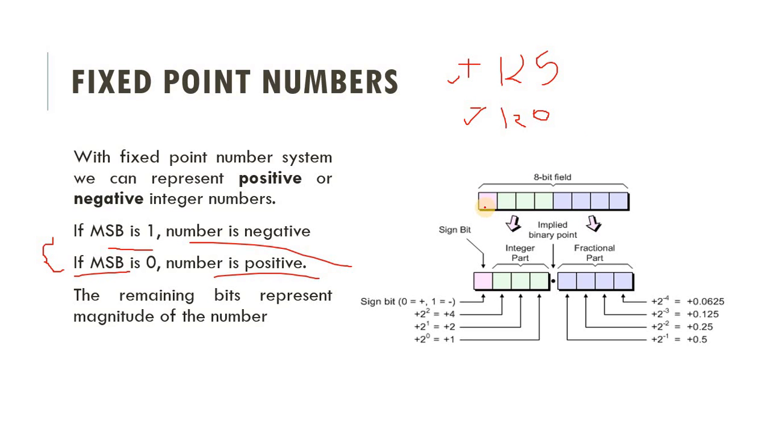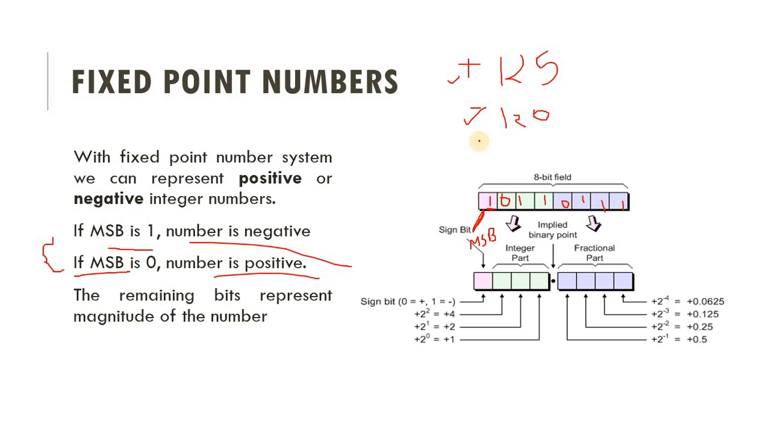Here, suppose this is an 8-bit field and the binary number is 10110111. So how can we identify whether the number is positive or negative? This bit is called the MSB. The first bit of a binary number is called the MSB. So here the condition is: if the MSB is 1, the number is negative. Here the MSB value is 1.